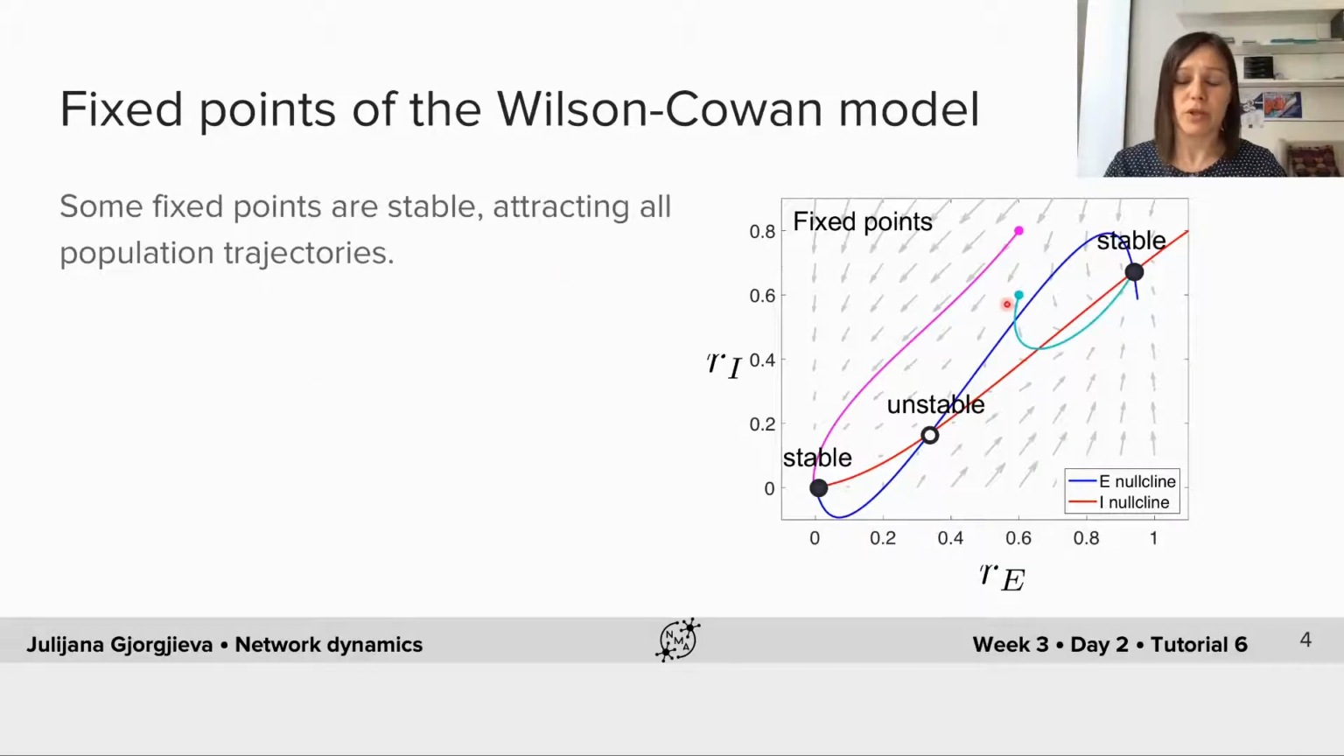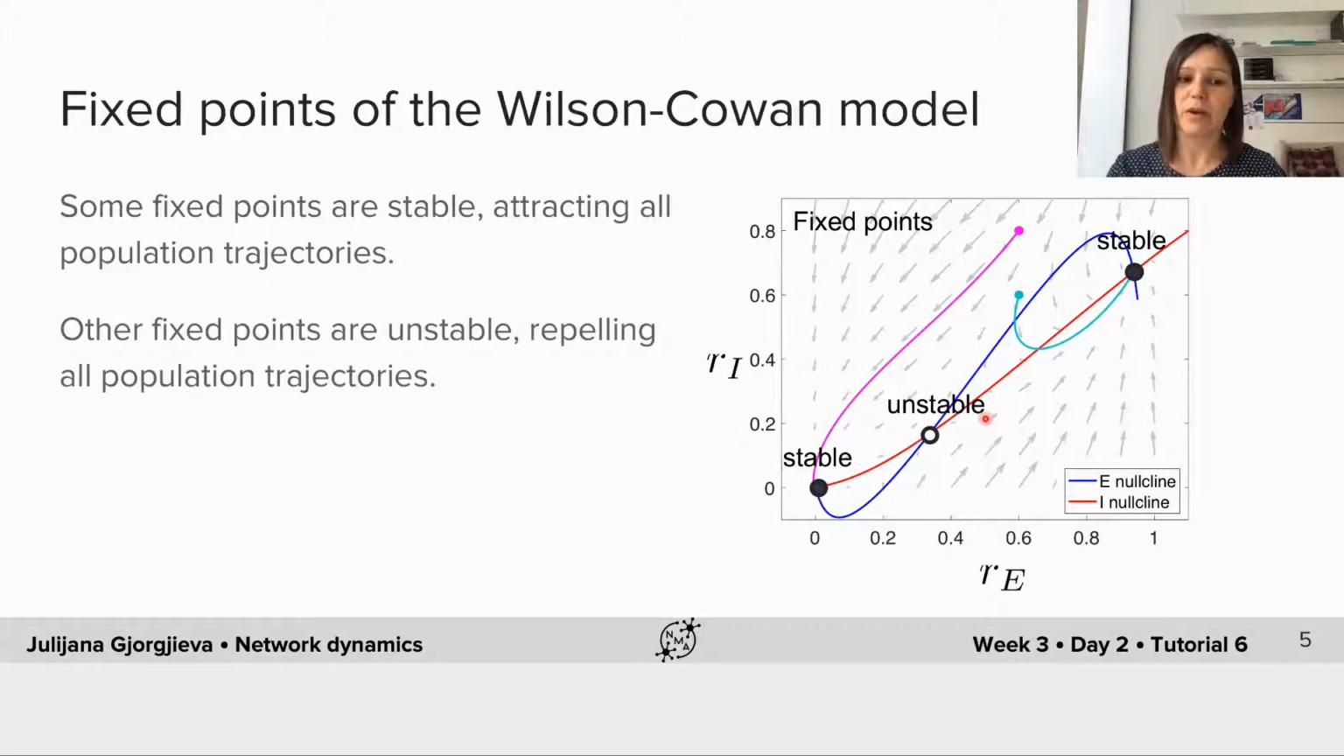As we saw for the one-dimensional dynamical system, these fixed points can sometimes be stable and attract different trajectories in the phase plane, and at other times can be unstable and repel all population trajectories in the phase plane. So the question remains, how can one determine the stability of these fixed points? Of course, as we can see graphically in the phase plane, it is very clear which fixed points are stable and which are unstable.